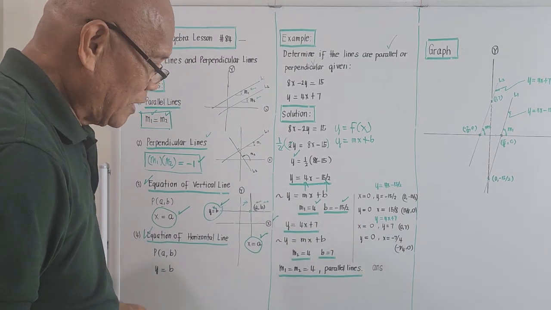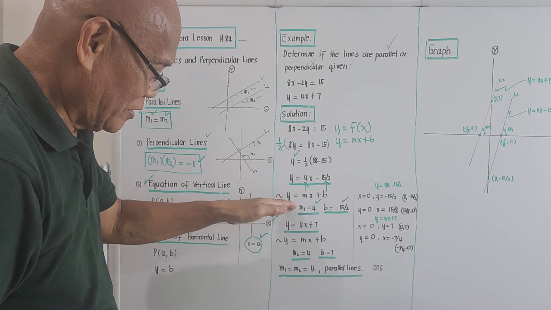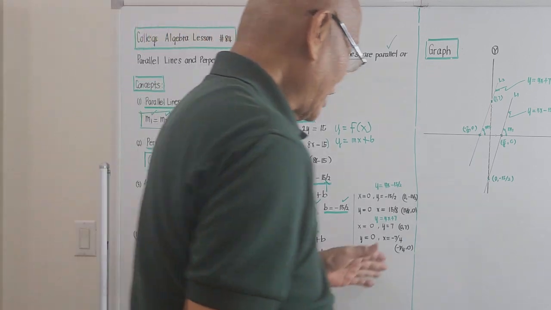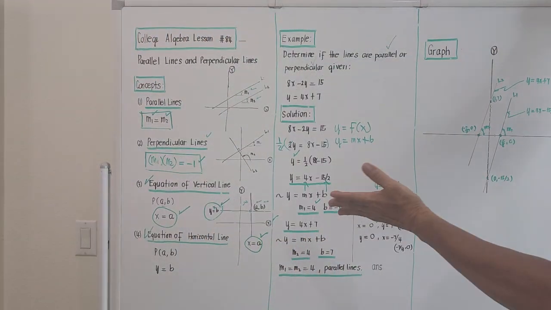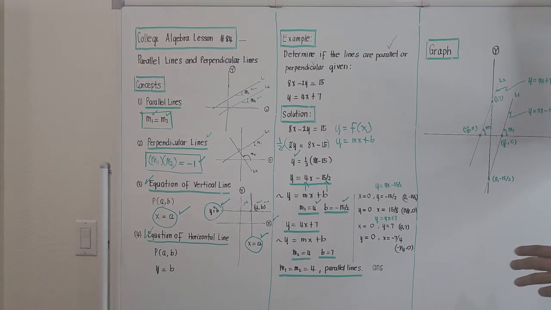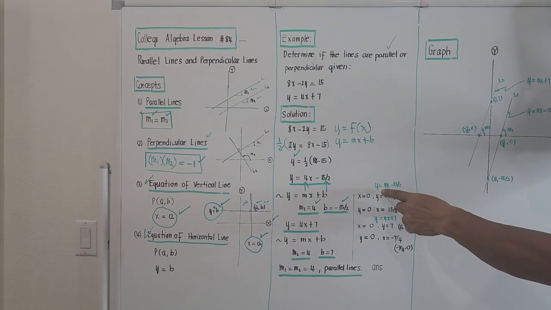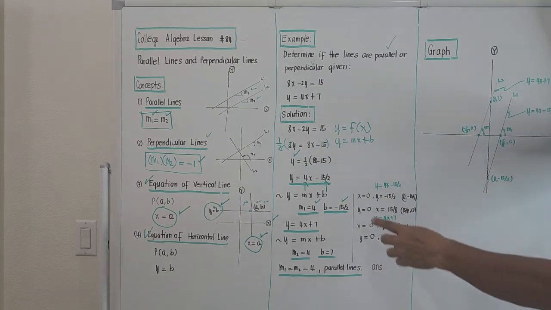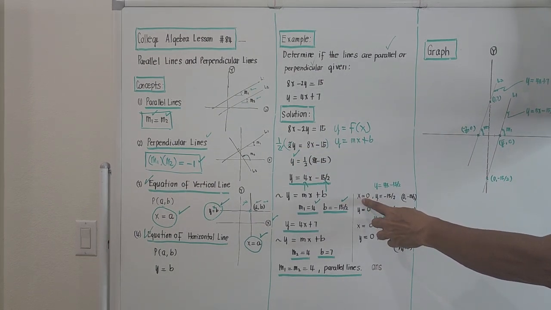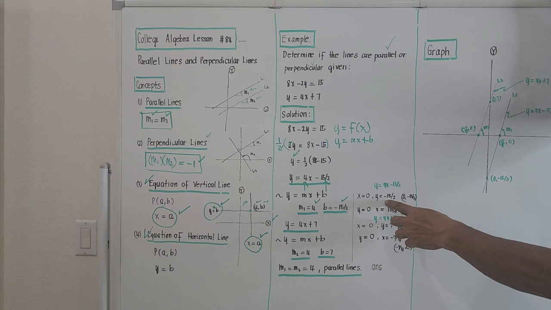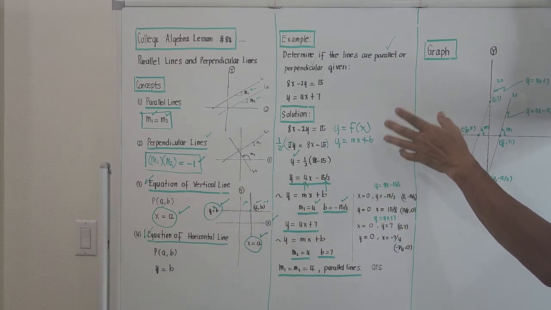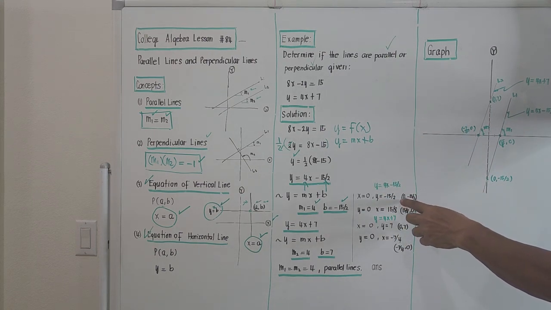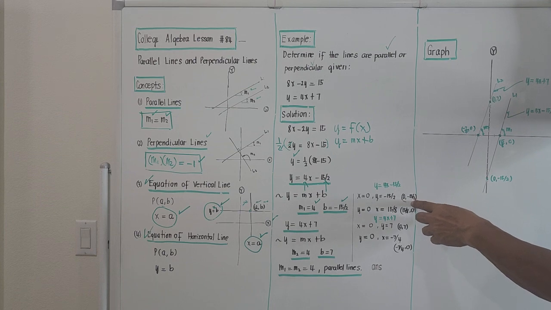So how do we plot this equation here? If we try to plot it, we compute first for the x and y intercepts. For this equation, y is equal to 4x minus 15/2, right? So when x is equal to 0, y will be negative 15/2. So the y-intercept is at the location (0, -15/2).